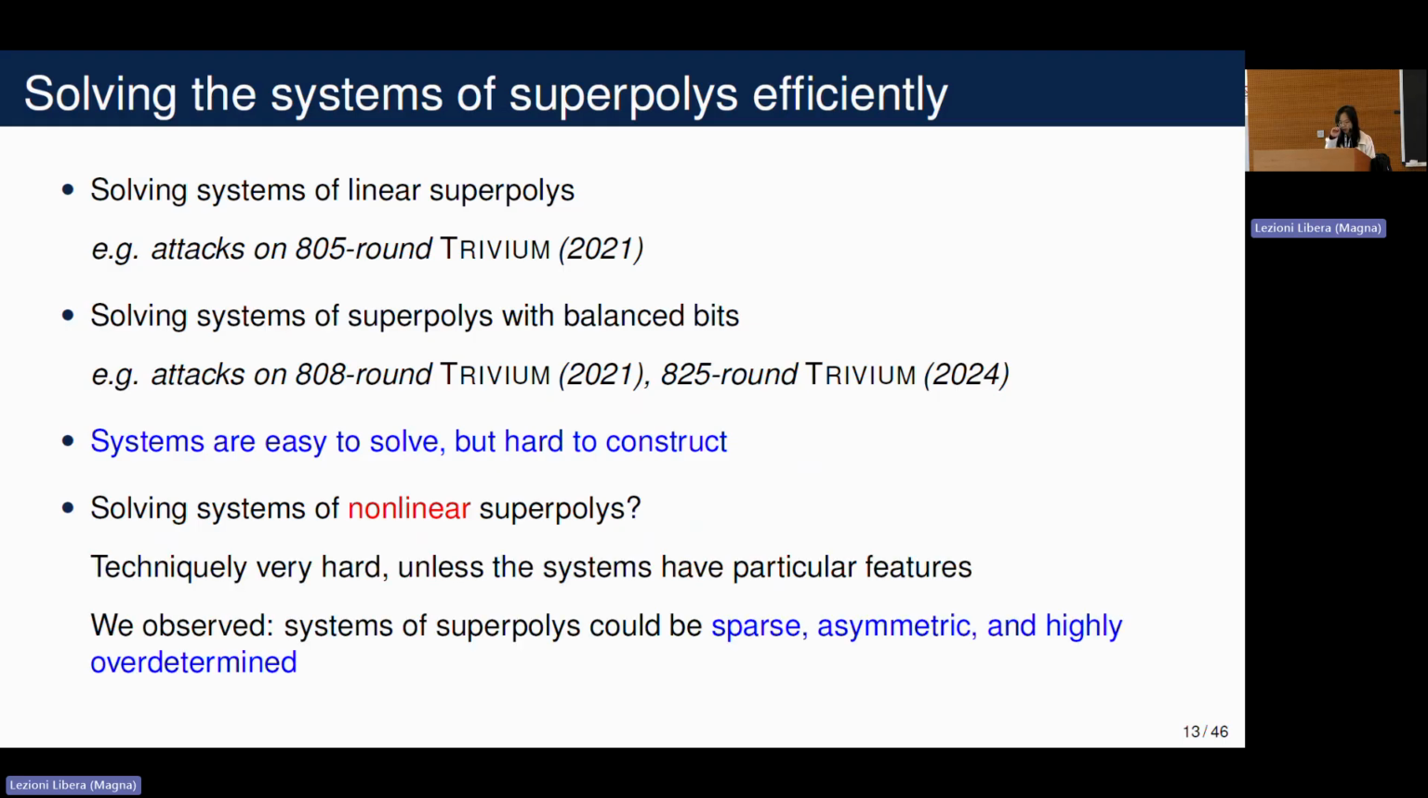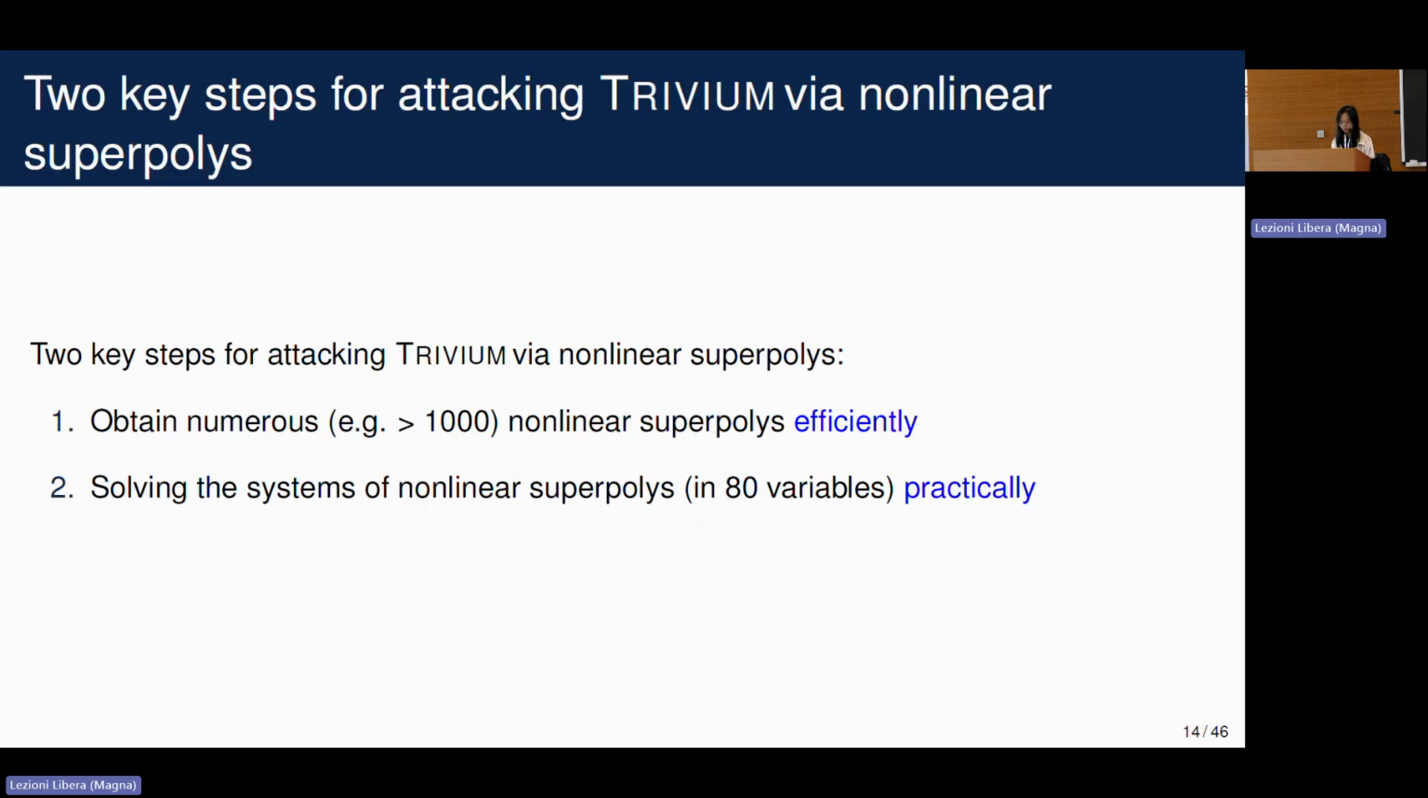Technically, it is very hard, unless the systems have particular features. We observe that systems of superpolys could be sparse, asymmetric, and highly overdetermined. If we take advantage of these features, maybe we could solve the nonlinear systems. There are two key steps for attacking Trivium. First, obtain numerous nonlinear superpolys. Second, solve the systems of nonlinear superpolys practically.